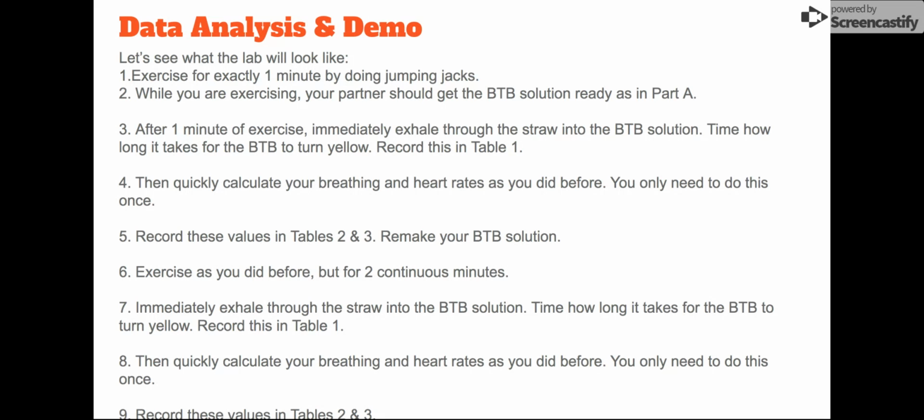Data analysis and demo. Let's see what the lab will look like. You're going to exercise for exactly 1 minute by doing jumping jacks. Your partner should get the BTB solution ready, as in part A of your worksheet. After a minute of exercise, exhale through a straw into the BTB solution. And you're going to time this to see how BTB turns yellow. And it is a type of indicator, so it will turn yellow if you do this correctly. Of course, follow the rest of these instructions, which I've also posted on Google Classroom.